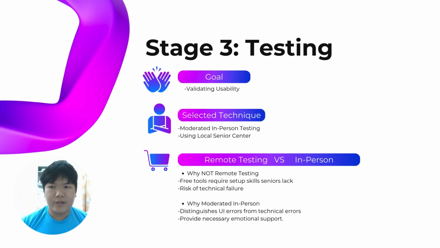So stage three is testing. I select moderated in-person usability testing. We utilize the five sessions available at the senior center. So the critical trade-off here is to reject moderated remote testing, even though we have access to free tools like Maze. While remote testing is scalable and cost-effective, it also relies on users being able to set up the testing software themselves. Given our low tech literacy, they would likely struggle to even start the test.